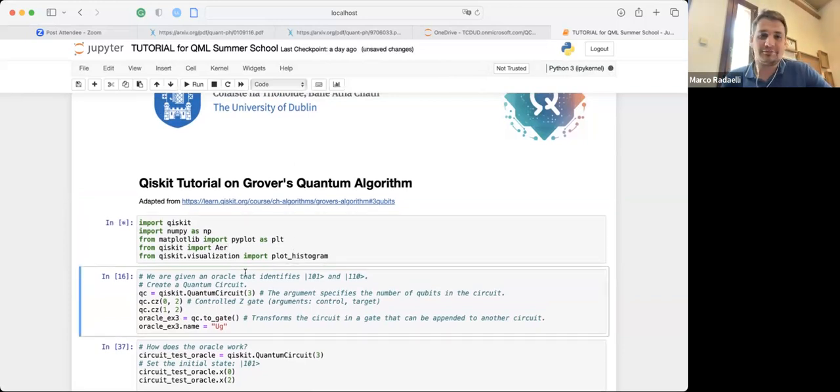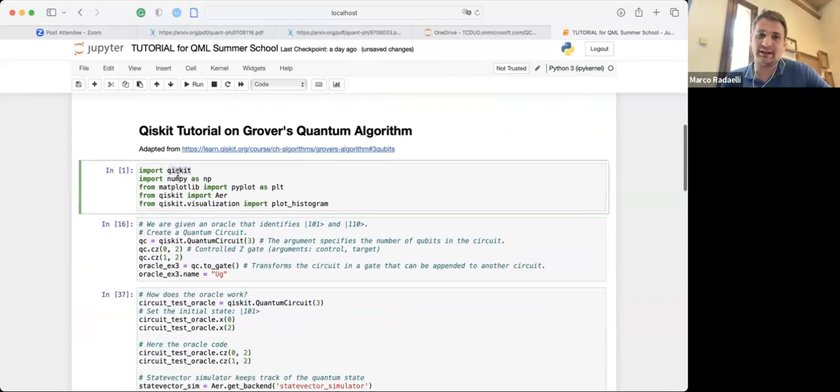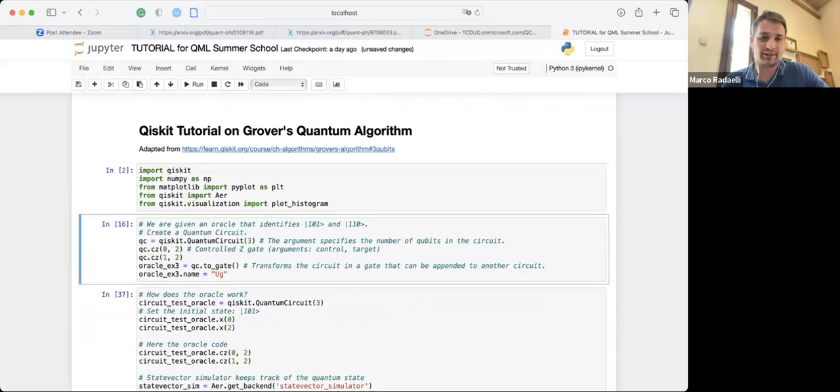You import some libraries. I'm using Qiskit again, which you can easily download via pip, I think, or via Conda. And then I'm using NumPy, Matplotlib, the usual numerical libraries.